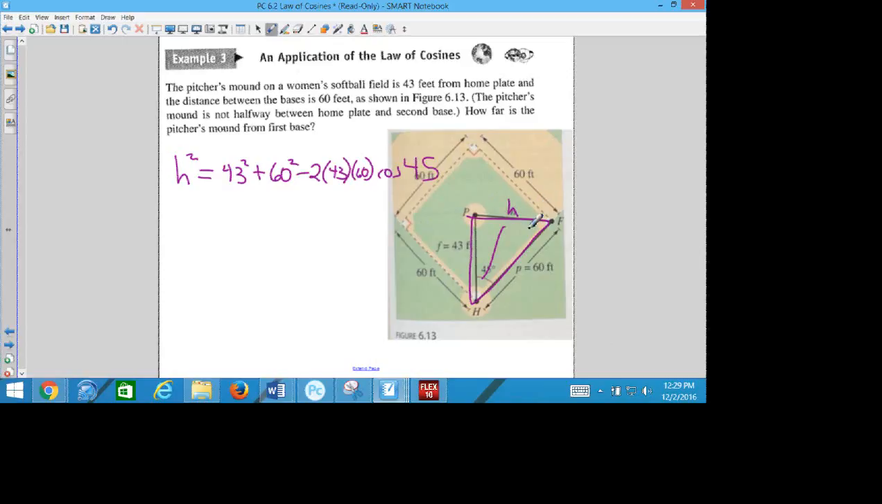You could probably do that one without even using technology. Well, you probably want to for 43 squared and 60 squared. But you could because we know cosine 45. Are we going to? No. So when you type it in with the square root, save yourself a step.